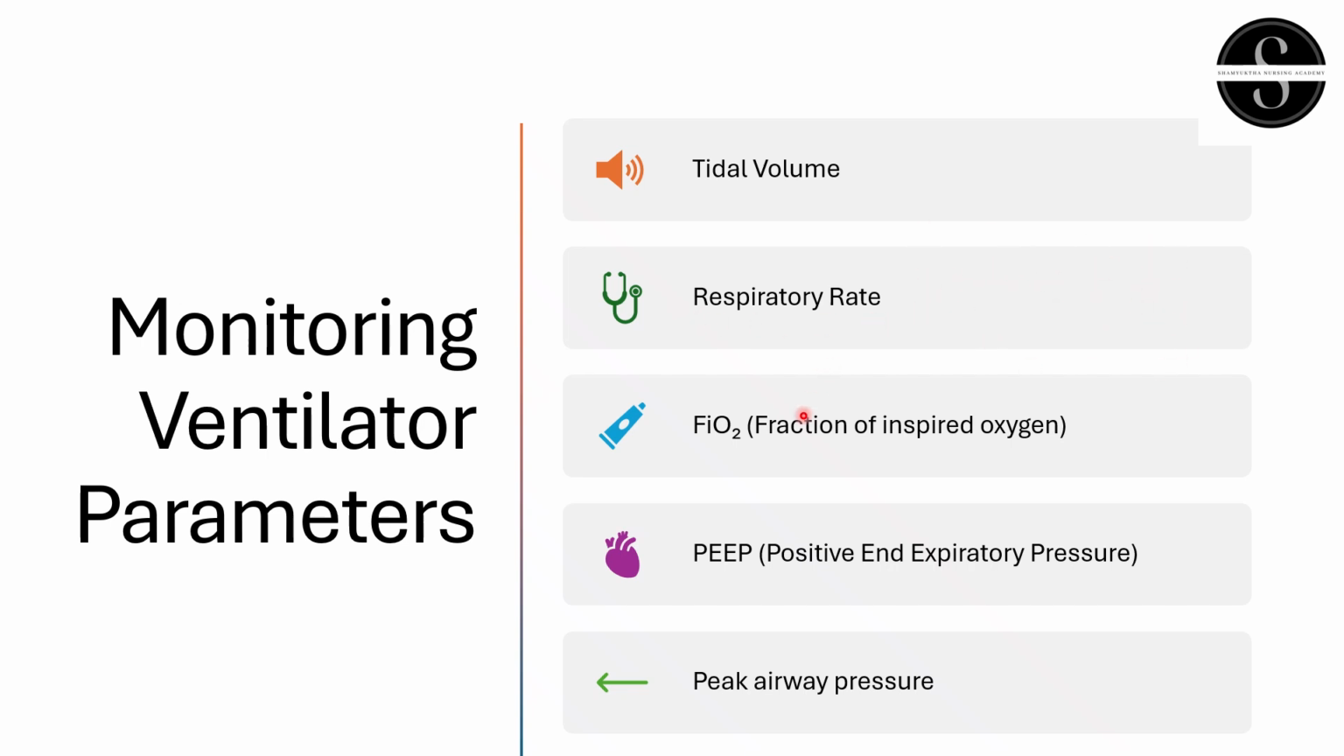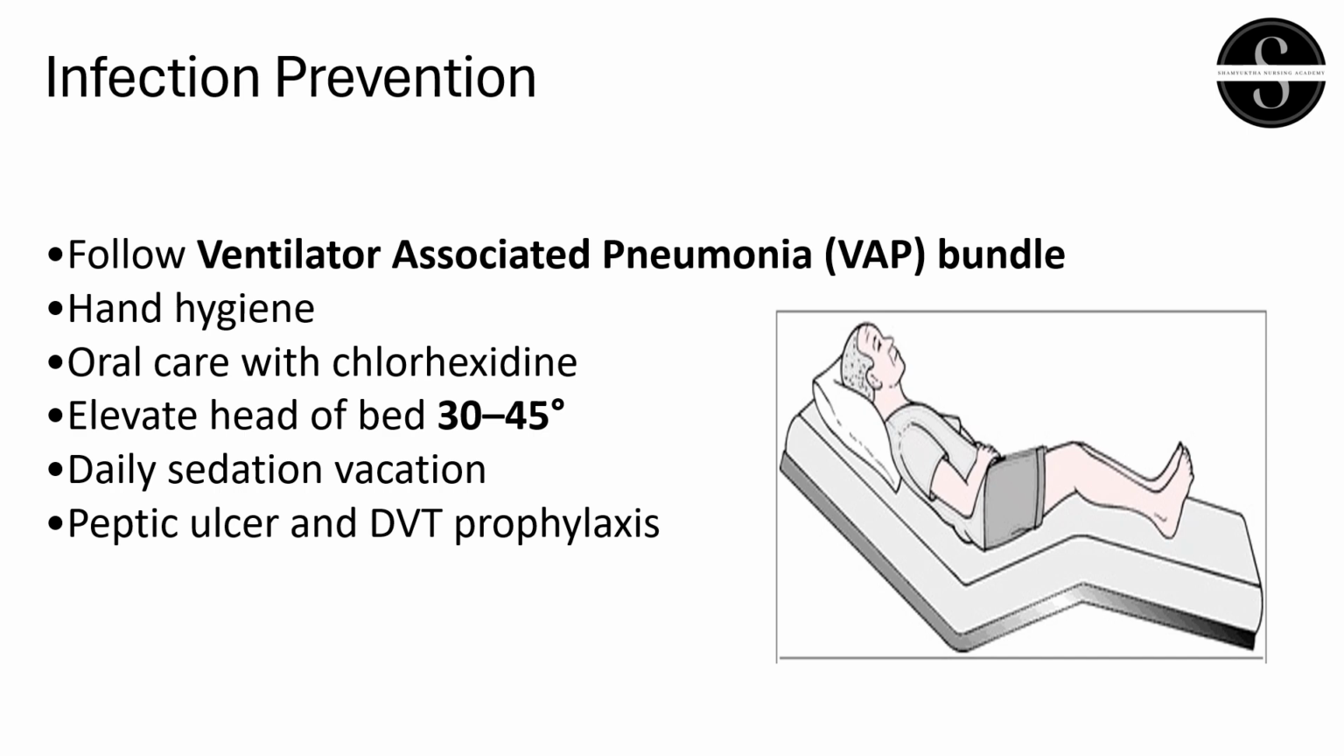Third is FiO2, the fraction of inspired oxygen. We will not say 4 liter or 5 liter in the ventilator setting. We always say FiO2, so 50%, 40%, like that. Then PEEP, positive end expiratory pressure. Then peak airway pressure. These are the different vital ventilator parameters available in the mechanical ventilator. So next is the infection prevention part.